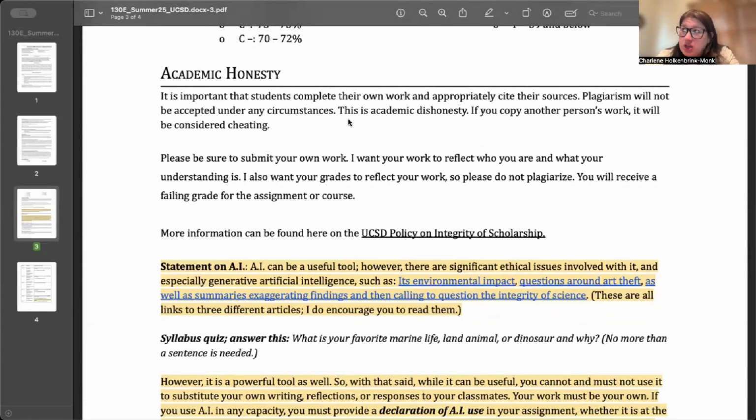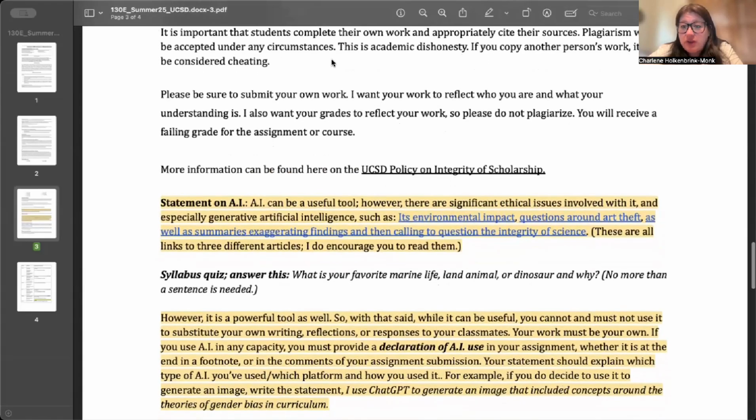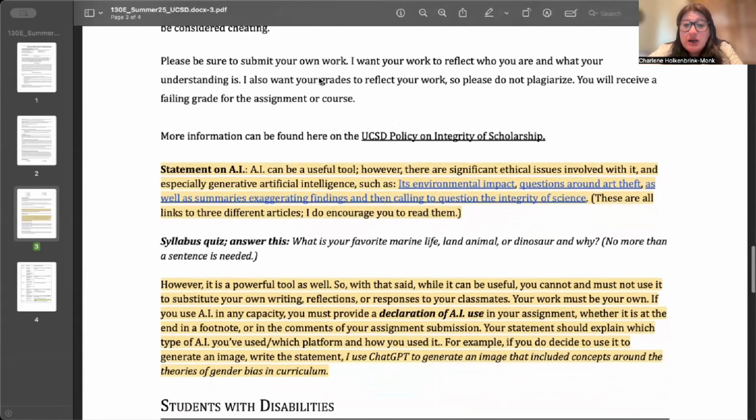Sometimes it can be a little shaky on what that means. Plagiarism can sometimes mean even too many quotations in a paper, because that's basically you're not adequately exemplifying what you know. But you do need to make sure you have citations and sources. You have a works cited page. Don't copy somebody else's work. It is cheating. Make sure you submit your own work. So I want it to reflect you and what you're doing.